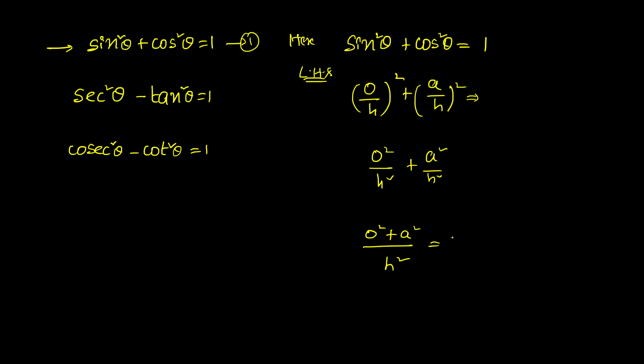So substitute here. H square by H square will in turn give the answer as 1, and that is what we actually needed to prove. So now the identity was proved: sin square theta plus cos square theta is equal to 1. Now based on this, we can prove the remaining two ratios, either by taking the right angle triangle values, or from the first identity we can prove them.